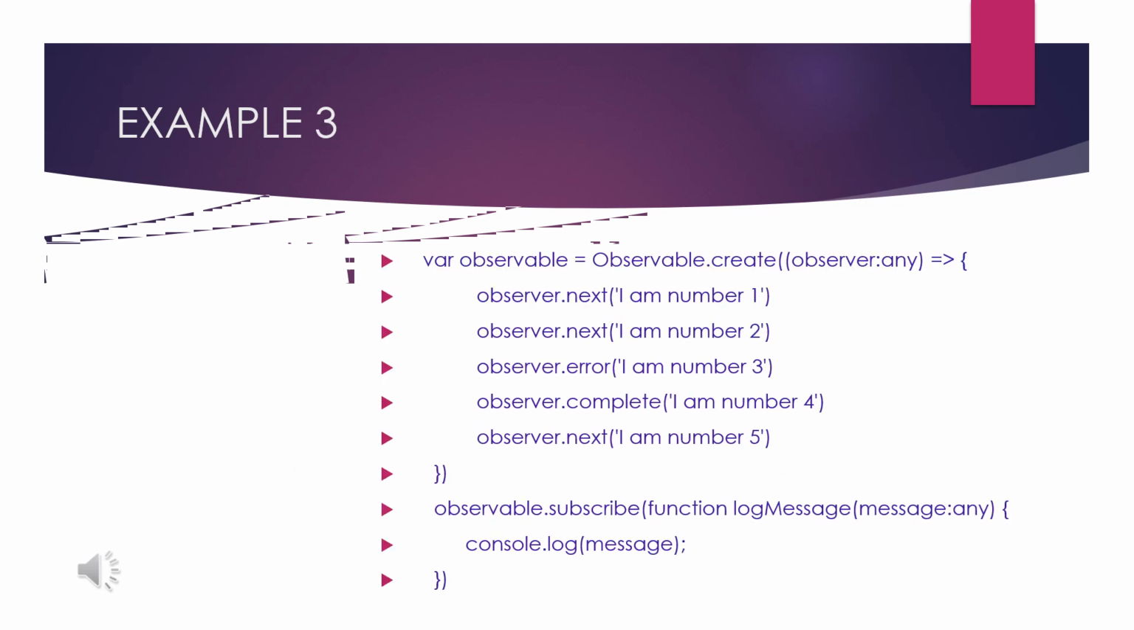The same thing is written. Here we have multiple next methods, but only one error and one complete method. We can have a variety of next methods based on our constraints, and that will work as usual. Below, we have written an observable with all the next, error, and complete methods, and next to that we subscribe to it. Through the subscription we get the messages on a regular basis based on the timings. First the next methods will be executed, and then error, then complete.